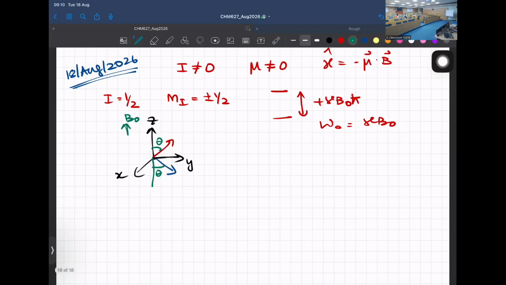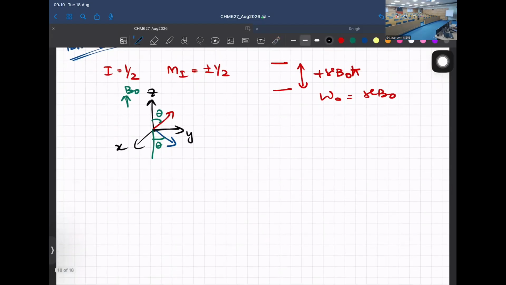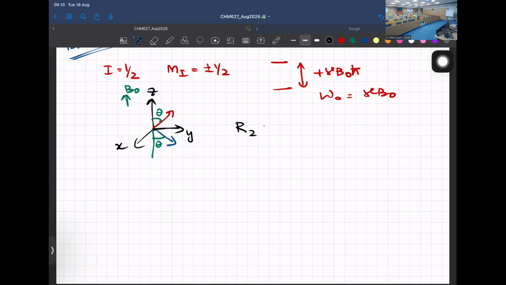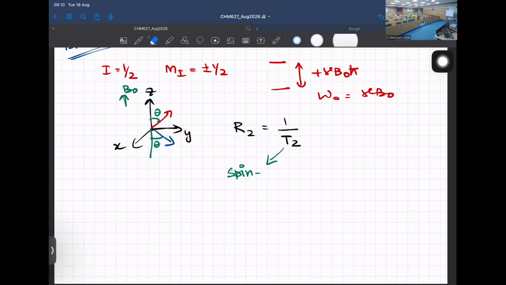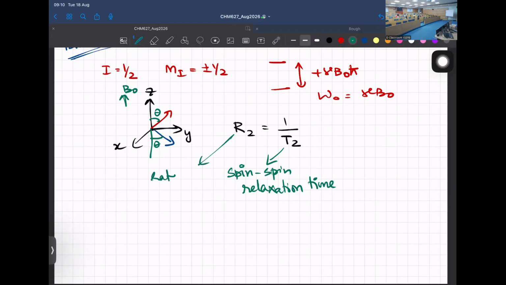Just to highlight a little bit more on the R2, which matters a lot for solution state NMR spectroscopy. R2 is 1 over T2, where T2 we have learnt earlier is the transverse relaxation time, or the spin-spin relaxation time. This is the same thing, but it's a rate. 1 over time will be a rate.